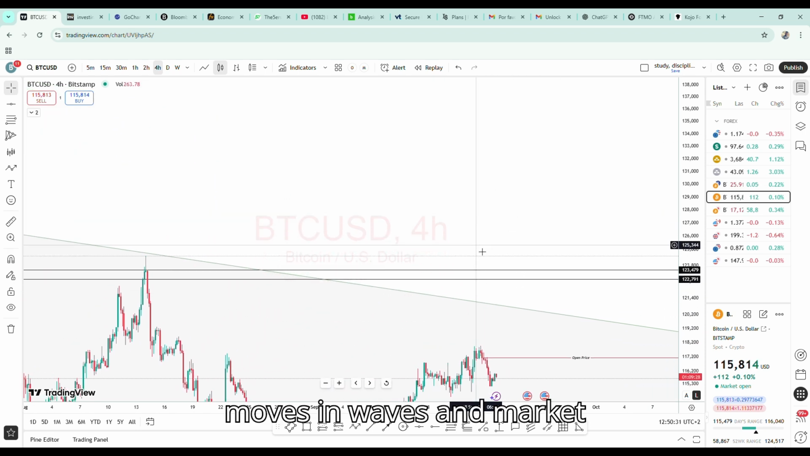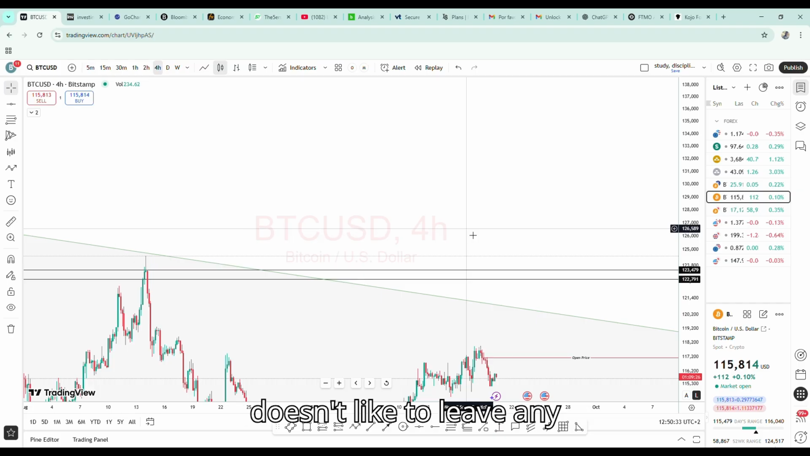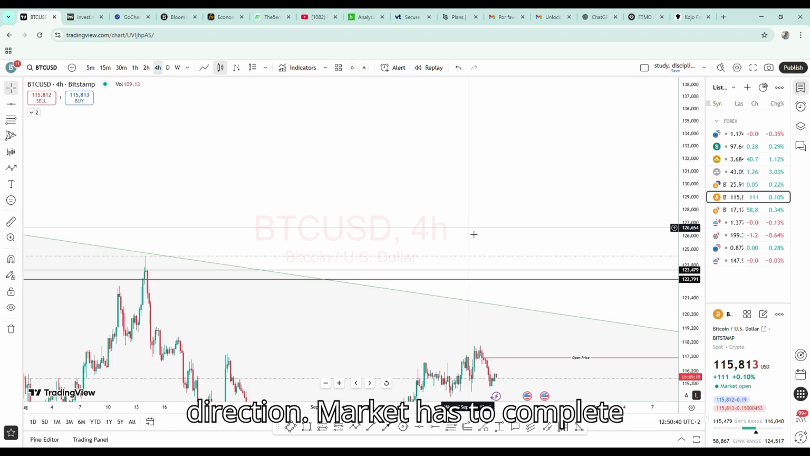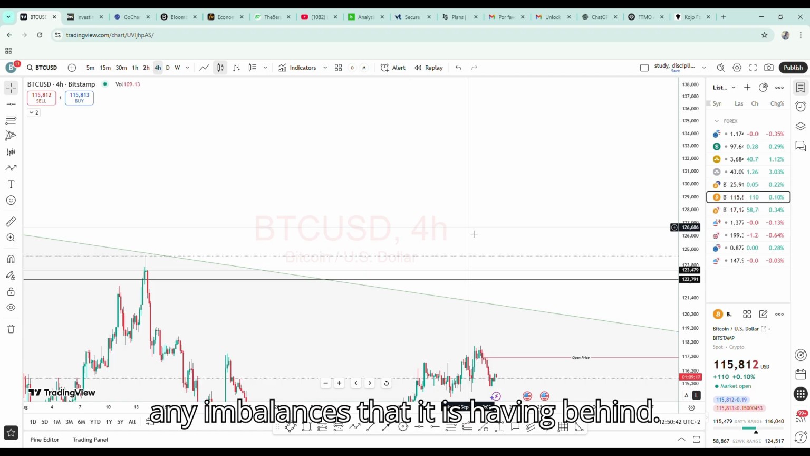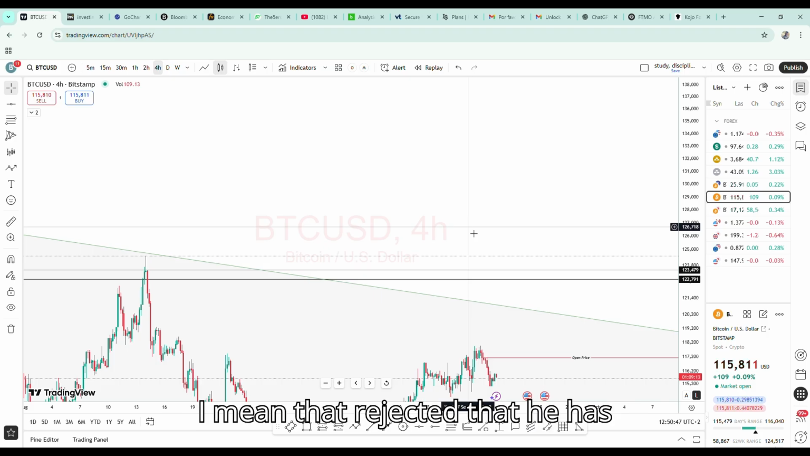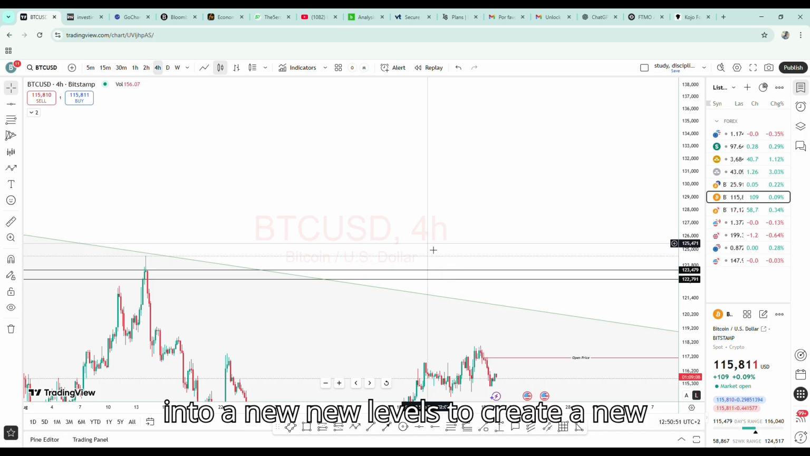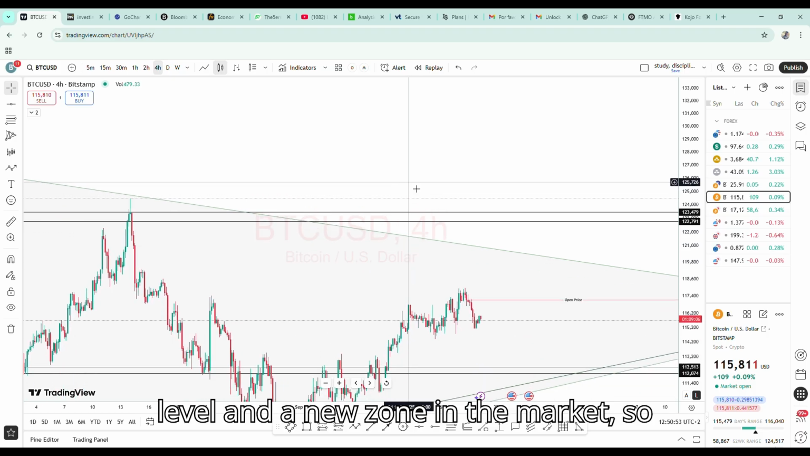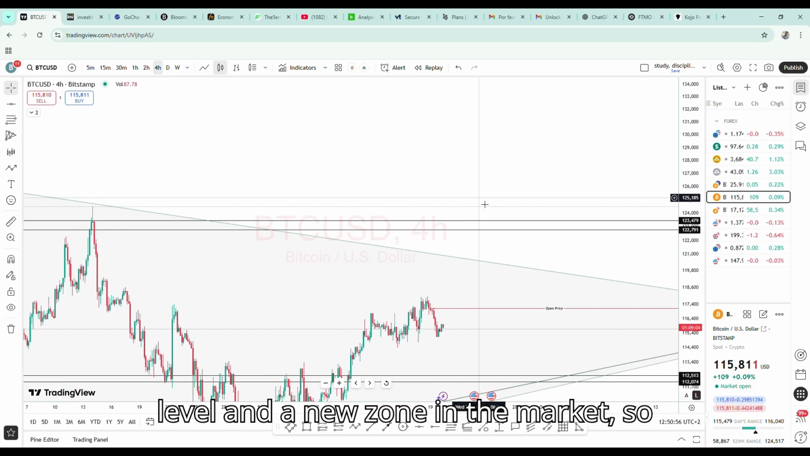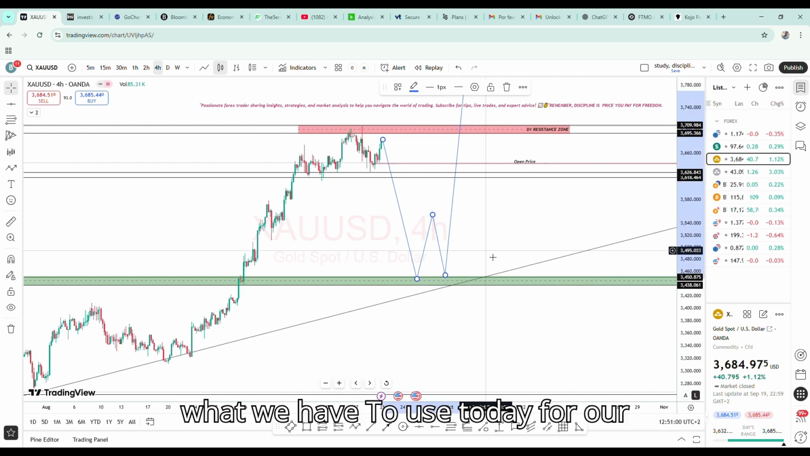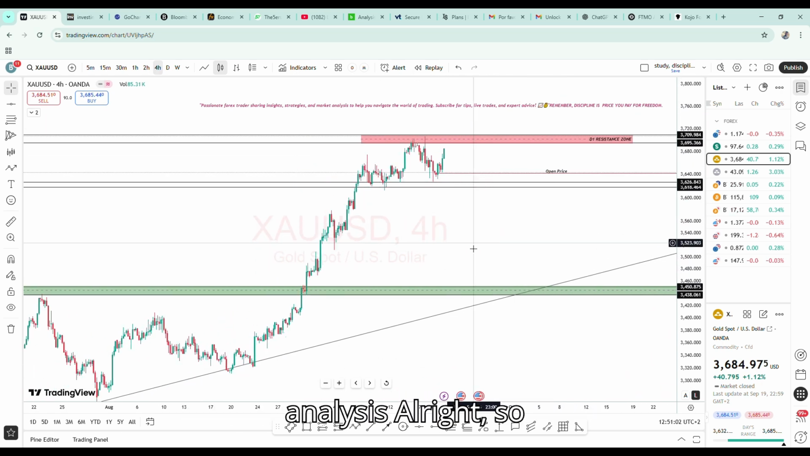Because the market moves in waves, and the market doesn't like to leave any imbalance behind before continuing its direction. The market has to complete any imbalance it has left behind, complete its mission, before continuing to create a new level, a new zone in the market. So let's go back to our gold, since that's what we are using today for our analysis.